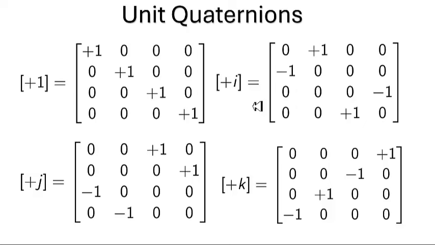I showed you that in several previous videos. I corresponds to a 90-degree rotation about the x-axis in the YZ plane. J corresponds to a counterclockwise 90-degree rotation about the y-axis in the ZX plane. And K corresponds to a counterclockwise 90-degree rotation about the z-axis in the XY plane.